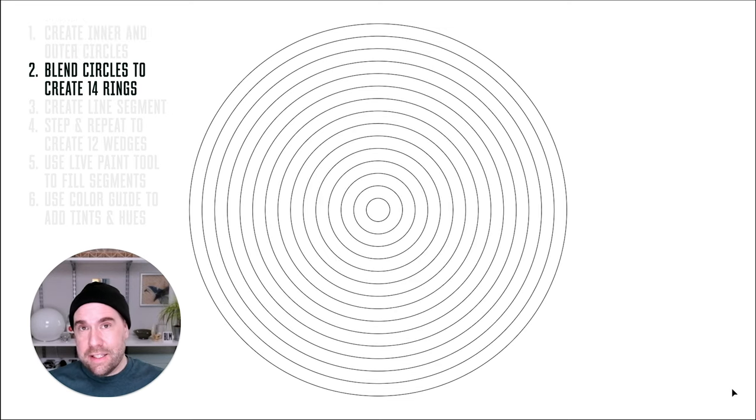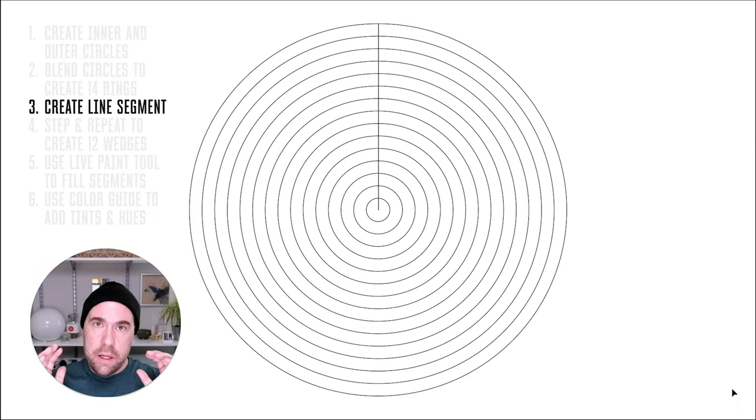Your second step is to use Illustrator's amazing blend feature, which looks at 2 different elements and associates them and then makes steps in between. It can either be continuous color or a specified number of steps. In our case, we're going to use the number of steps that give us every single one of the rings of color. The next thing is to add 1 single line like this, 1 single straight line.